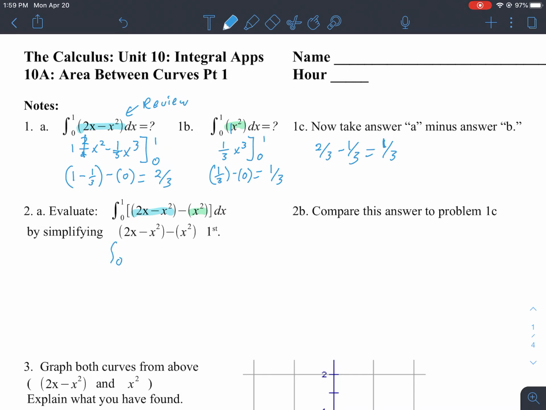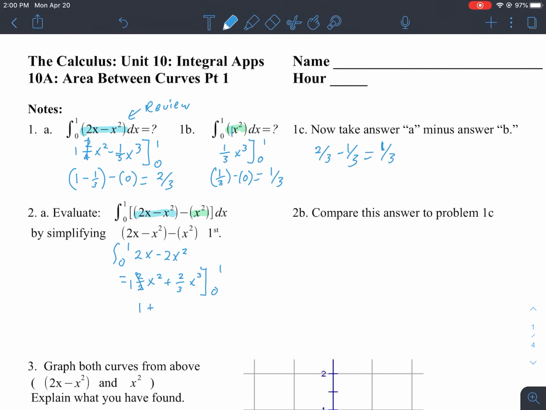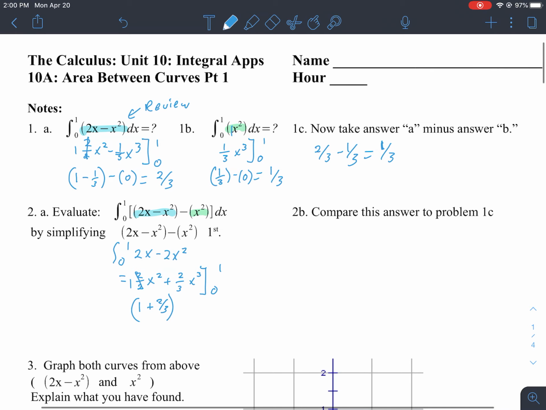All right, so we have 0 to 1. We have 2x minus 1 is minus 2x squared. Now take the antiderivative. So it's 2 over 2 x squared minus 2 over 3 x to the third. If you simplify this, 2 over 2 is 1. Now plug in 1. 1 squared is 1 times 1 is 1. 1 cubed is 1 times 2/3 is 2/3. Now plug in 0 and you get 0.